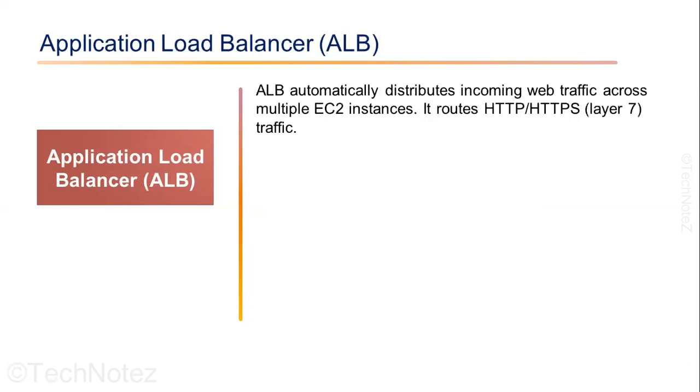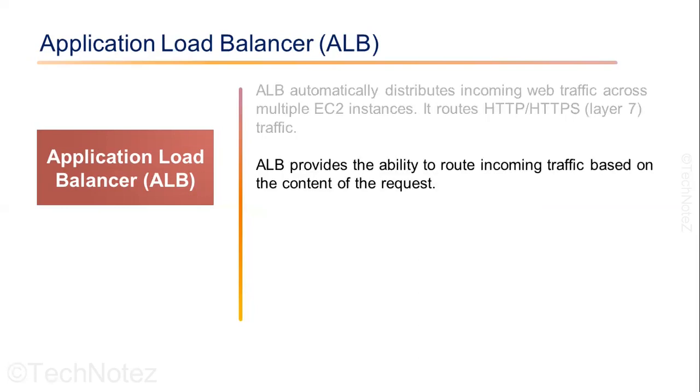Application Load Balancer automatically distributes the incoming web traffic across multiple EC2 instances. It routes the traffic based on HTTP and HTTPS. Application Load Balancer can route the incoming traffic based on the content of the request. This is accomplished by using the routing rules that match the URL path, host header, or other request attributes to a specific target group. This allows more fine-grained control over how traffic is distributed to your instances, making it possible to route the request to different parts of your application based on the URL path or other request attributes.